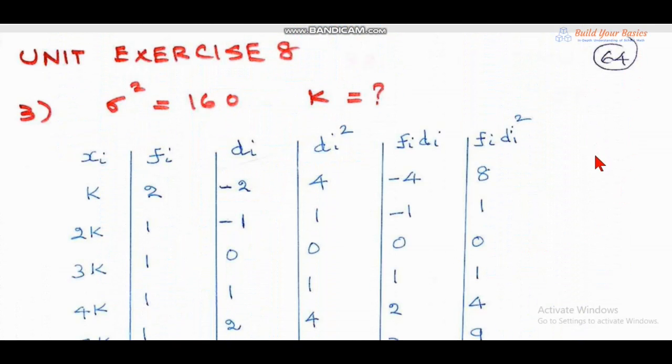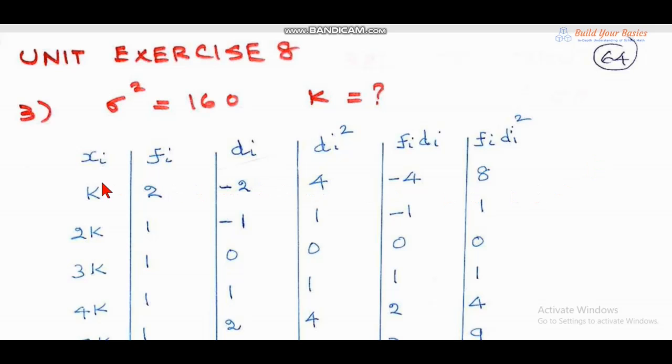Unit exercise 8, question number 3. A frequency distribution is given below. X: K, 2K, 3K, 4K, 5K and 6K. The corresponding frequencies: 2, 1, 1, 1, 1 and 1. In the table, K is a positive integer and X has a variance of 160. Determine the value of K.